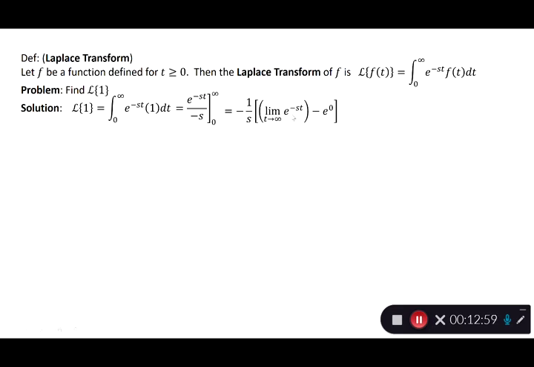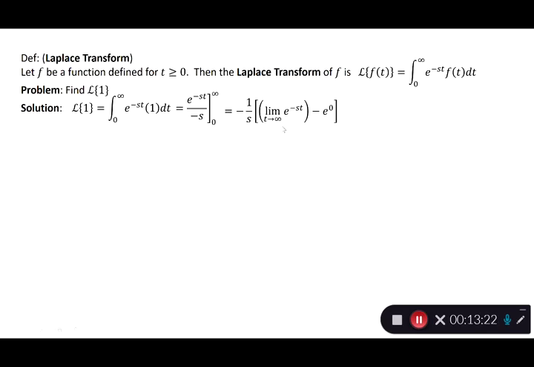But then who said s has got to be a positive quantity? What if s were to be a negative quantity? Let's say s is negative 3. Then wouldn't this become e to the negative of negative 3t, which is e to the positive 3t? In that case, wouldn't this go to infinity? So be slightly careful about something like that.